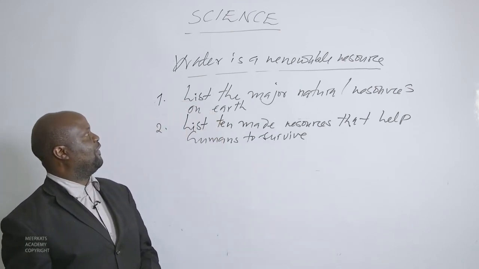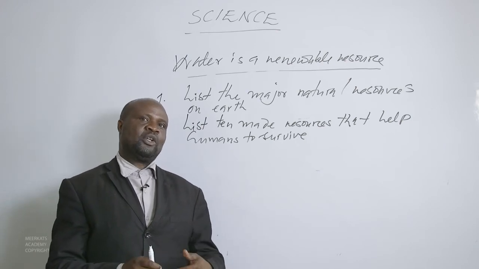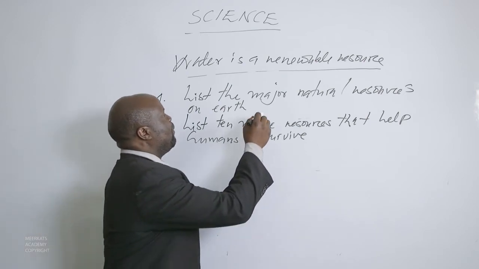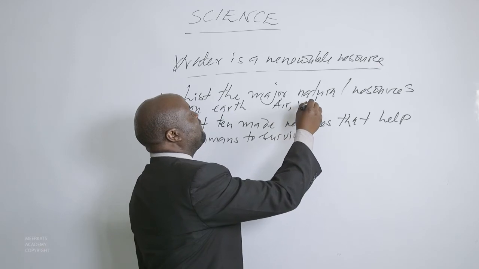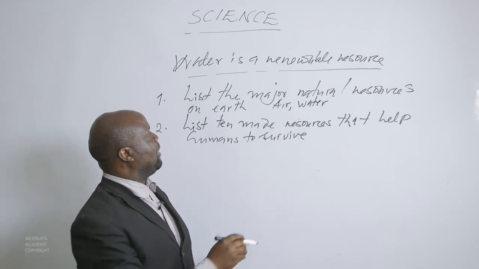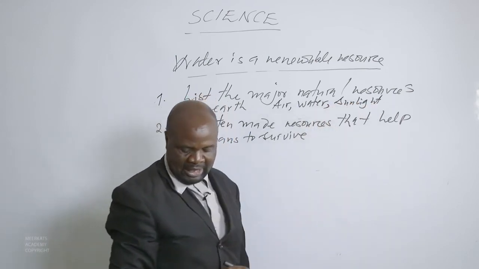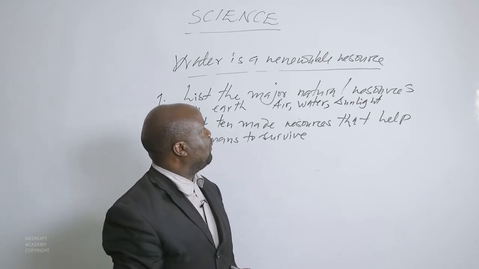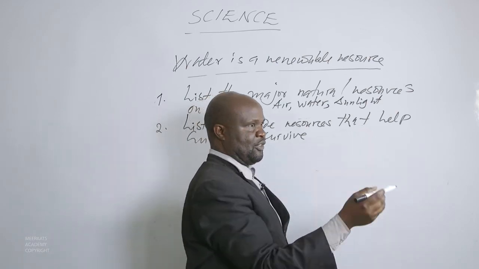Let us start by tackling the first: list the major natural resources on Earth. If you had listened to the earlier topic, we said the major natural resources are, one, air. We said air is a natural resource. We also identified water as a natural resource. We also identified sunlight as one of the major natural resources. And we also identified another natural resource: salts, rocks.